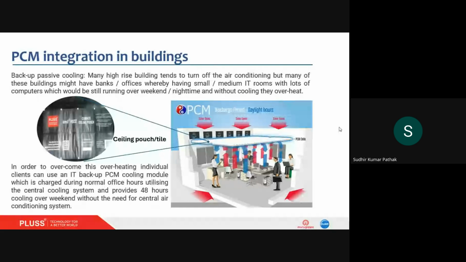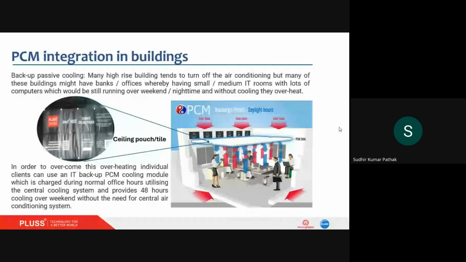There are a number of applications where we can integrate the phase change material, and buildings are one of them. According to a report of the World Energy Outlook, 30% of the total energy consumption of our country is generally consumed in building applications, like running the lights and maintaining the temperature by running refrigeration, air conditioning, and heat pumps.